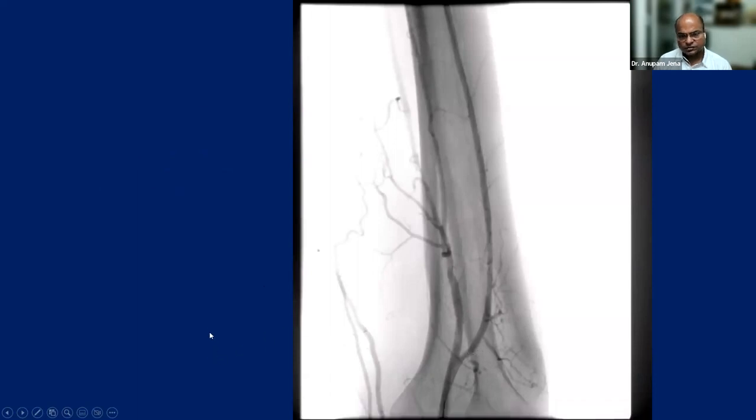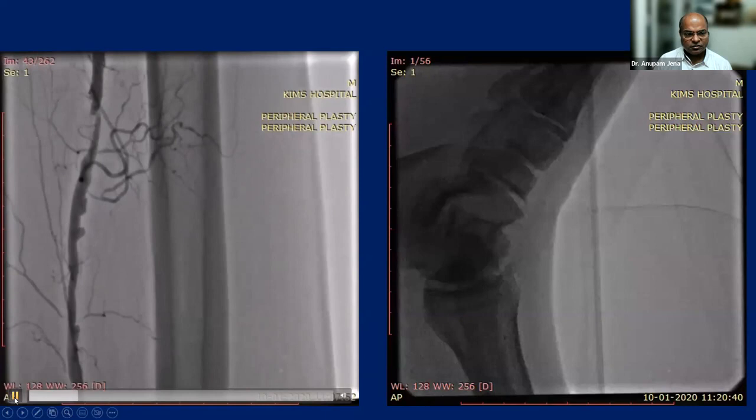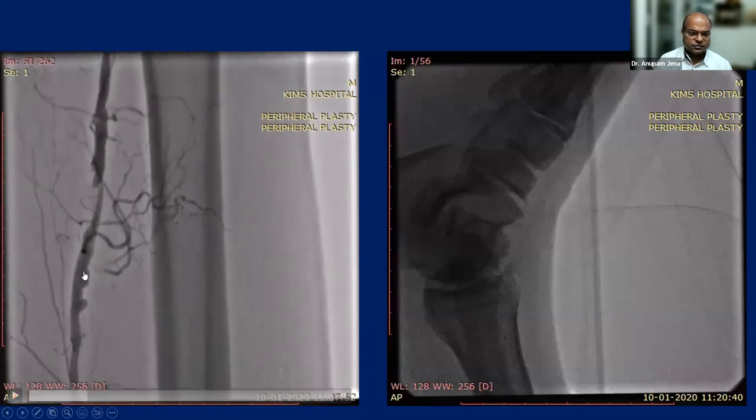The patient was fine. All symptoms improved. There was no ulcer, only severe pain at rest, so symptoms are resolved. In this case, the highlight is using the collaterals for a retrograde approach. So, transcollateral retrograde approach, and then it was followed by antegrade wiring, then balloon angioplasty.